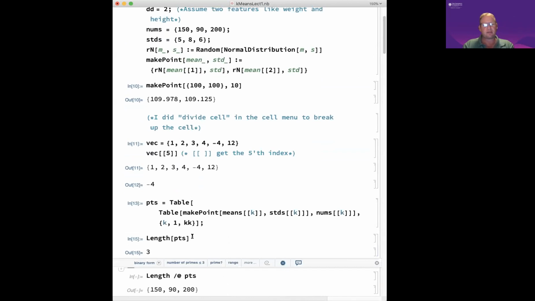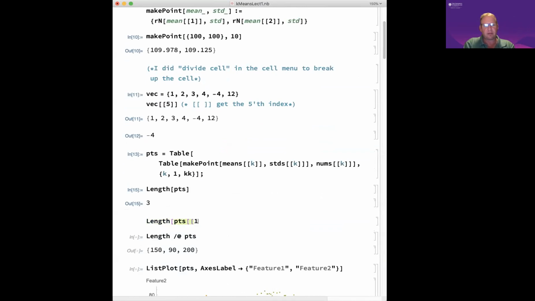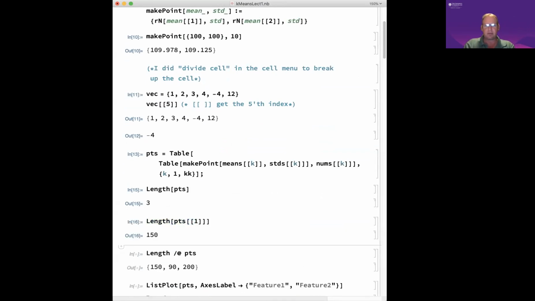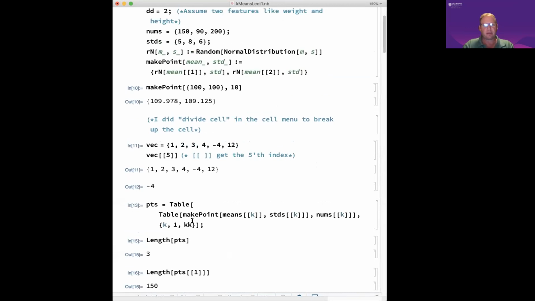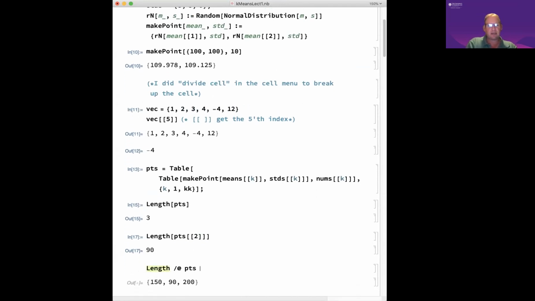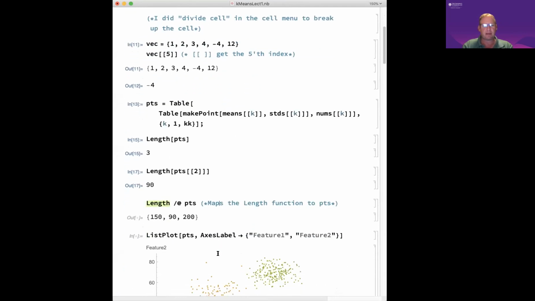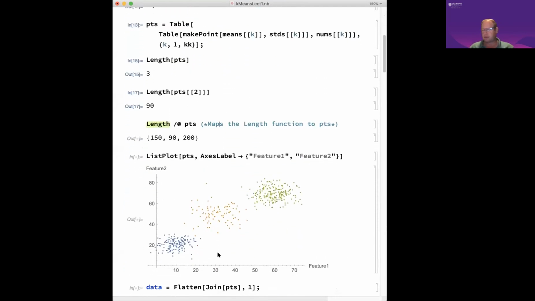If I look at the length of points, there are just 3 elements. But if I look at the length of points 1, the first thing in points, there are 150 points. The length of points 2 is 90 points, as I asked for. This thing maps the length function to points, so it applies length to each of the groups. This is really not critical for what we do. Let's get to the point, no pun intended.